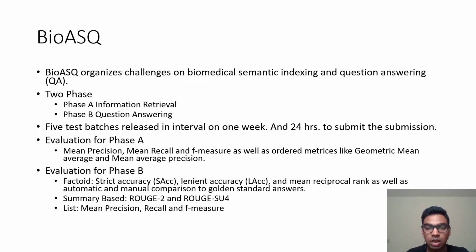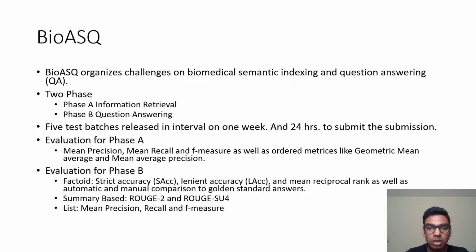The evaluation of Phase B is done differently based on the answer type. For factoid type answers, we use strict accuracy, lenient accuracy, mean reciprocal rank, as well as automatic and manual comparison to golden standard answers. For list type questions, the evaluation is done using mean precision, recall, and F measure. For summary-based questions, or the ideal answers, the evaluation is done both automatically and manually. The automatic evaluation uses Rouge-2 and Rouge-SU scores. For manual evaluation, the answers are evaluated by biomedical experts, and the final scoring is done based on recall, precision, repetition, and readability, and then a mean of all scores.